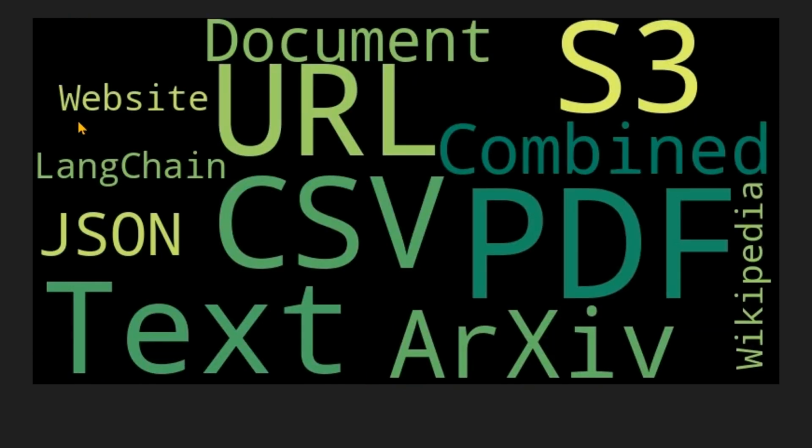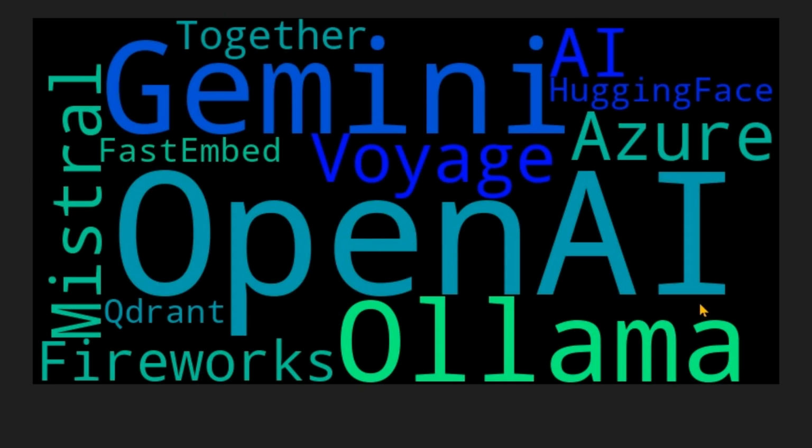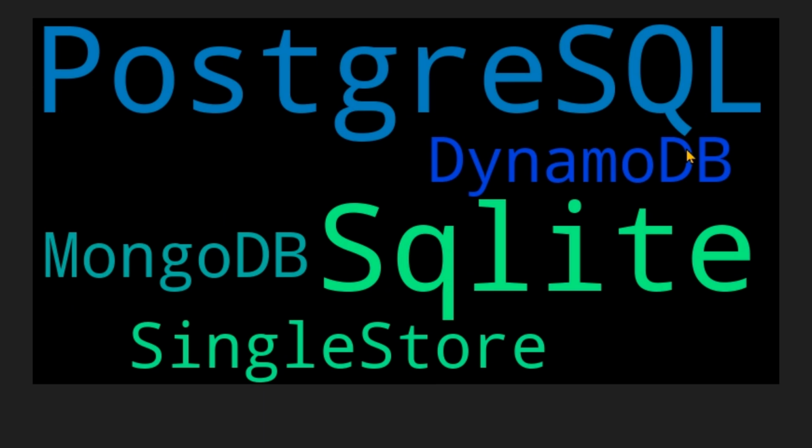Now, for the knowledge base, you can have PDFs, CSVs, text, archive files, documents, URLs, S3 buckets. We have Wikipedia. Then we have different embeddings that you can use: OpenAI embeddings, which incur a cost. We can use Ollama embeddings as well. We can use the OpenHermes LLM in the local system to get your embeddings running. We can use embeddings from Fireworks, Qdrant, Azure, and so much more. For the storage, you can use PostgreSQL, DynamoDB. Then you have SQLite, SingleStore, MongoDB.